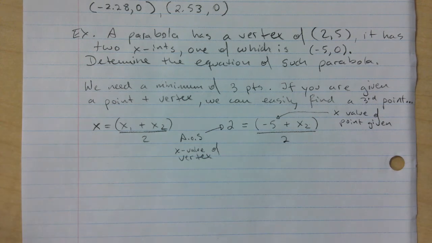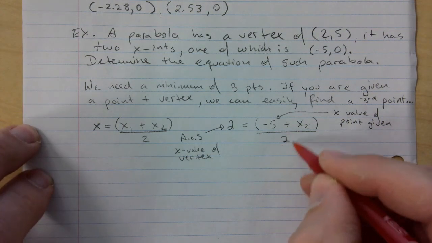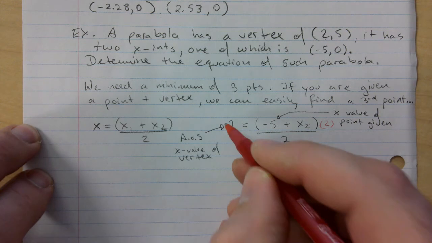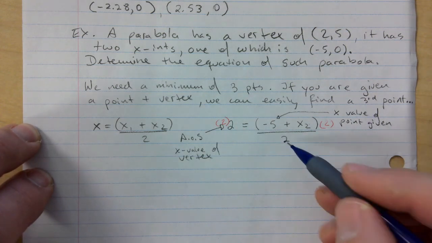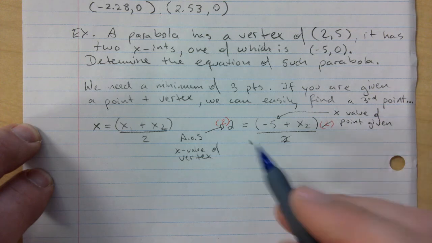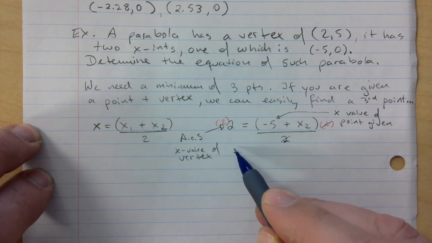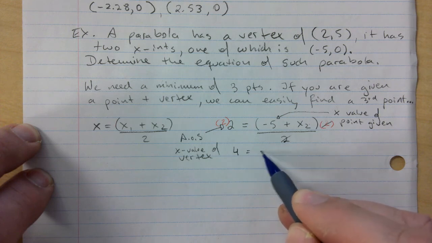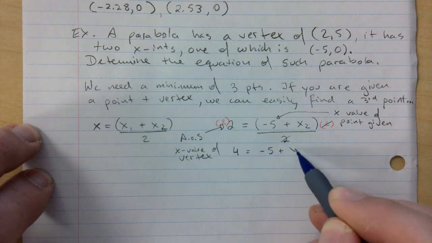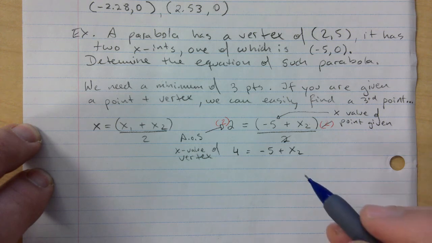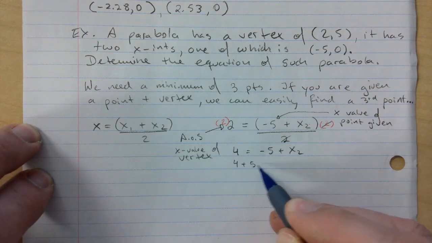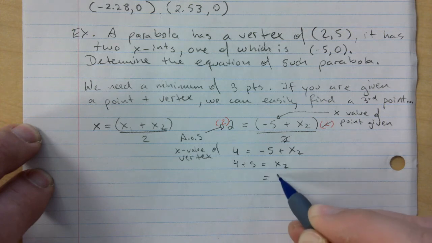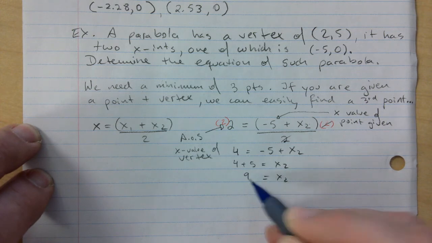So first of all, I'm going to use a different color just so it sticks out. We want to get rid of this, so we multiply both sides by 2. That cancels this out. So you're left with -4 on this side, and on the other side you're left with -5 plus x2. The 5 comes over adding, so that's 4 plus 5 is equal to x2. x2 is equal to 9.